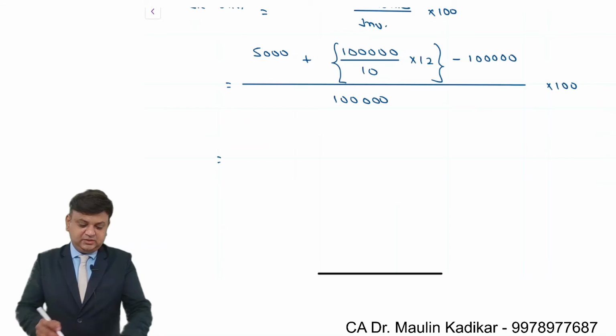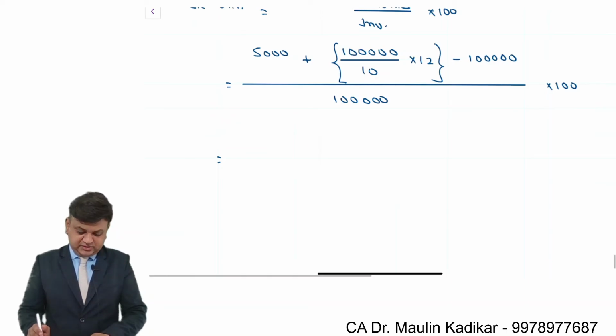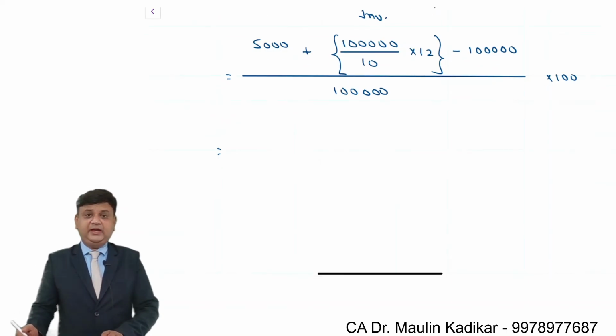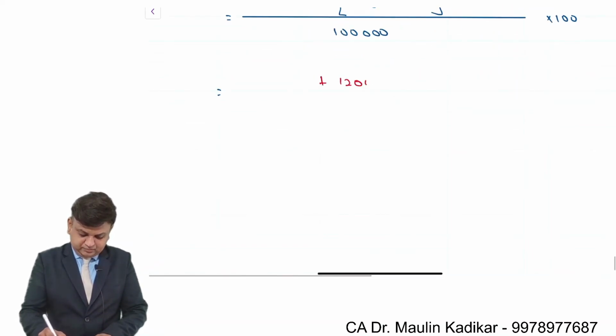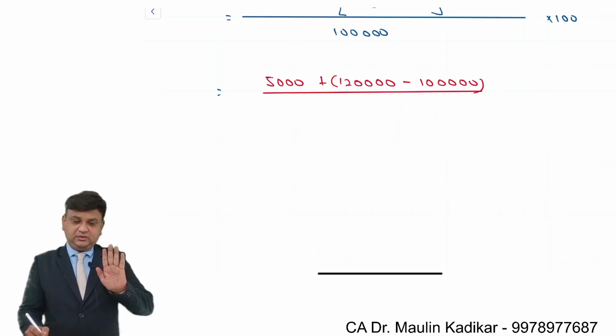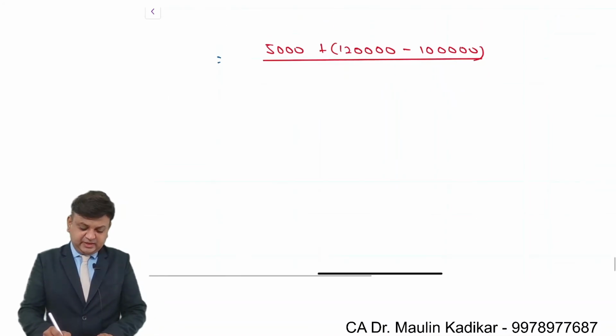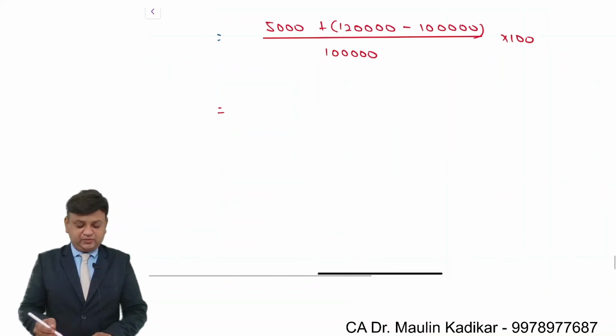So what you can do, friends, 1 lakh upon what, that is 10. So you are allotted with 10,000 number of units into 12. So value of the investment at the end of the period is 1,20,000 minus 1 lakh, plus 5,000. So that is a dividend income of 5,000. That is appreciation in the units value by 20,000. So overall there is an income of 25,000. So the answer is of course once again 25%.